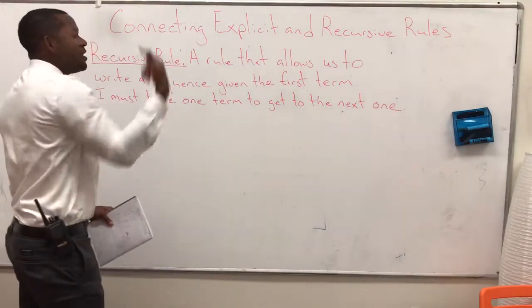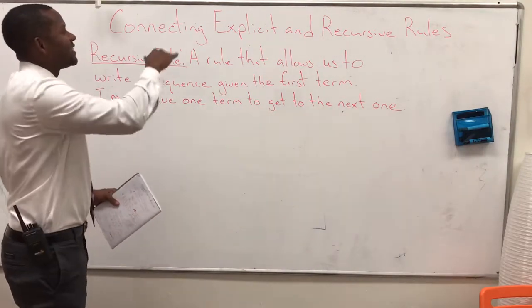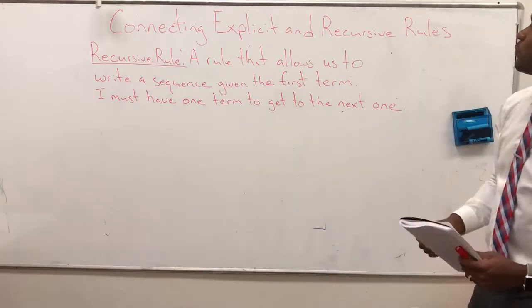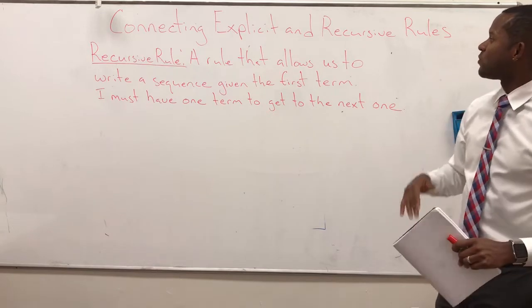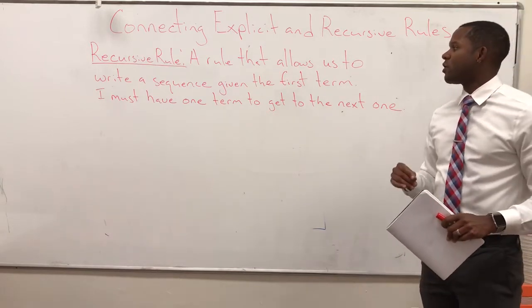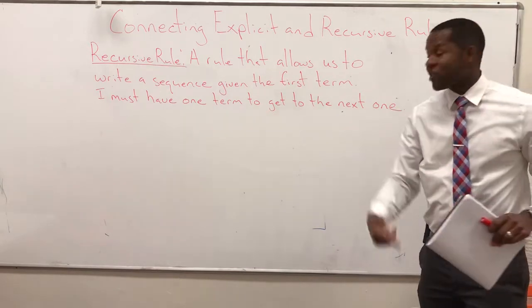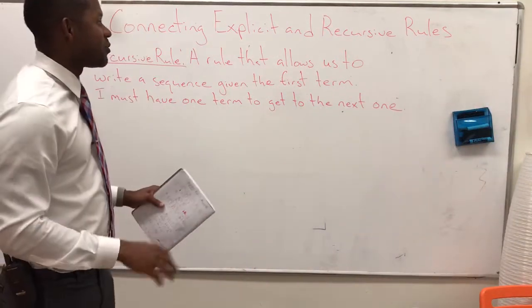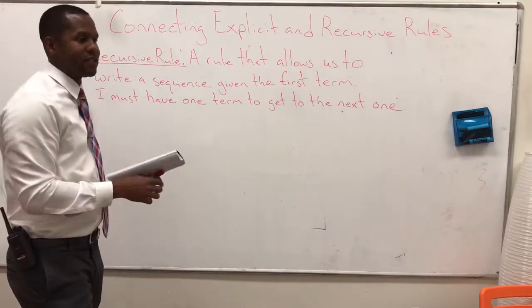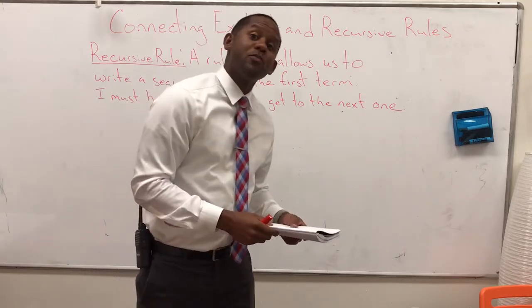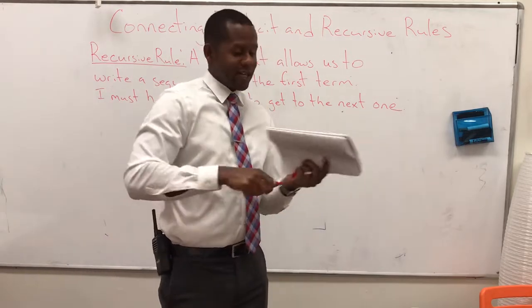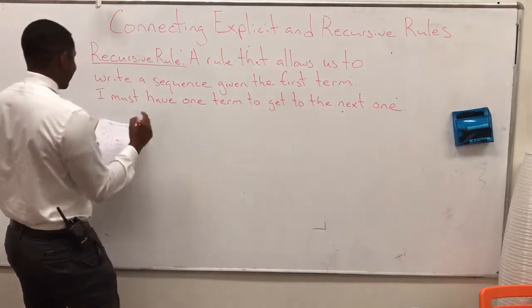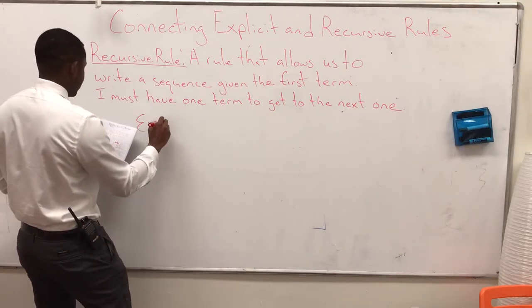So, write this down. Connecting explicit and recursive rules. A recursive rule is a rule that allows us to write a sequence given the first term. I must have one term to get to the next one, all right? So that's what we have. You should pause it right now and get that written down. Cool, you paused it because you follow directions. That's great.